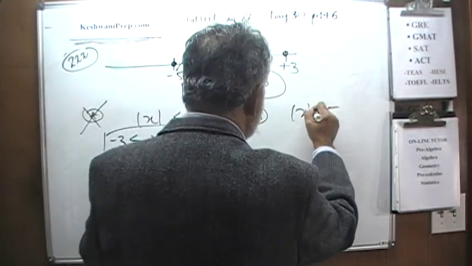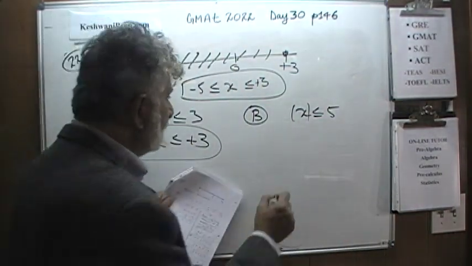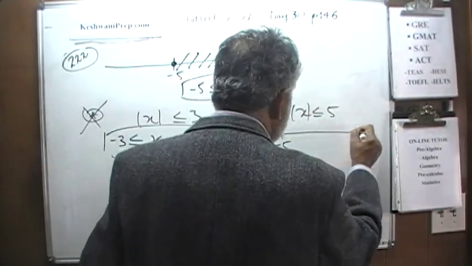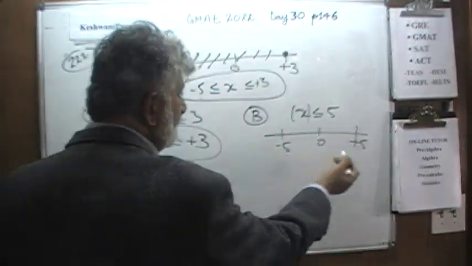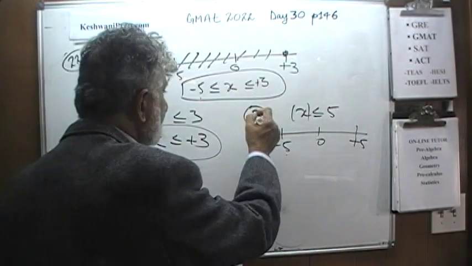B is not going to work for the same reason. We are told that the absolute value of x is less than or equal to 5, which means it falls between -5 and +5. That's not going to work. Again, -5 works, but it goes up to +5. This only goes up to +3.